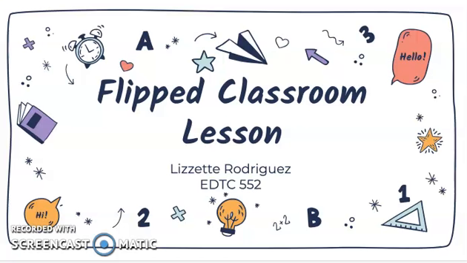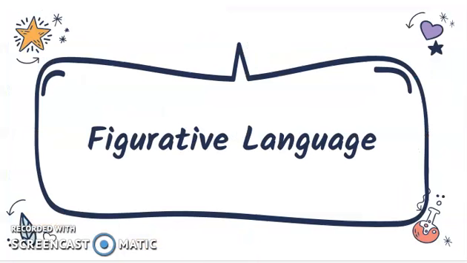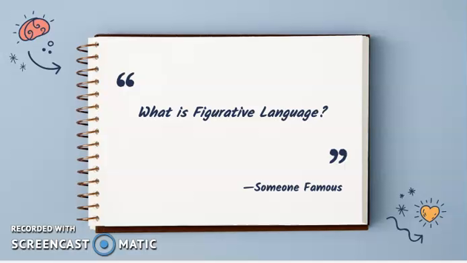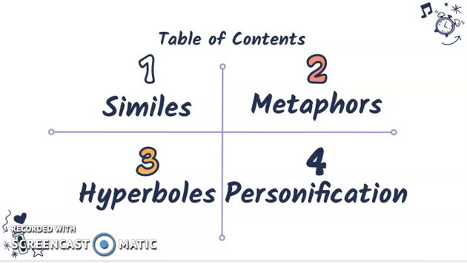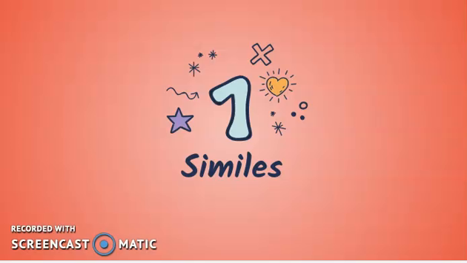So for this lesson, you'll need a notebook or a piece of paper and a pencil. Today we will be focusing on figurative language. What is figurative language? Figurative language is a word or phrase that does not have its normal everyday meaning but is used for the sake of comparing or adding a dramatic effect. There are so many different types of figurative language out there, but today we will be focusing on just 4 of them. The first one is similes.